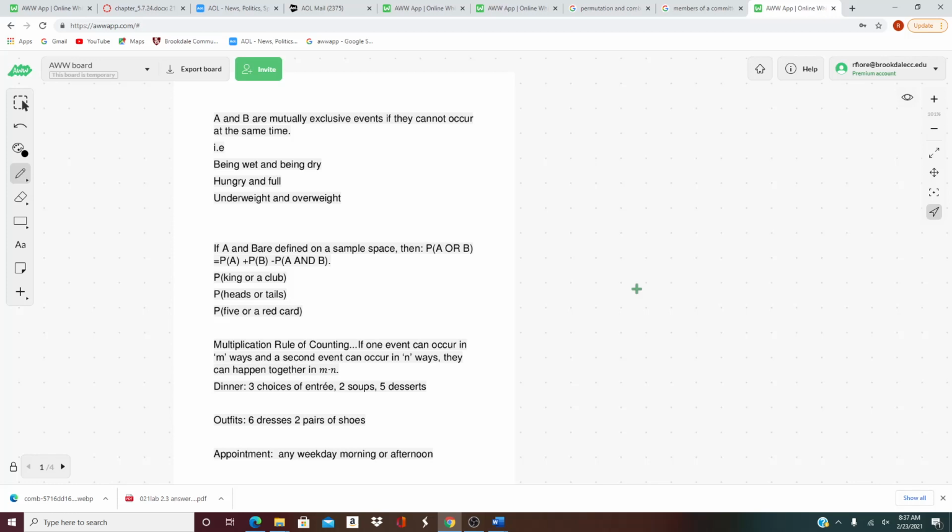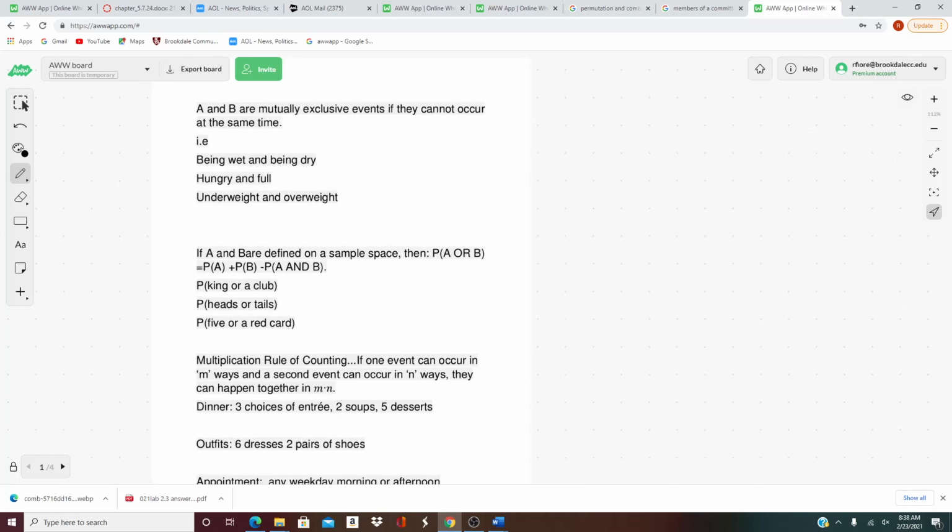Let's start out with some definitions. A and B are mutually exclusive events if they cannot occur at the same time. Let's take a look at some examples. For example, being wet and being dry. You can't be wet and dry at the same time. Being hungry and full. Well, you can't be hungry and full at the same time. And you can't be underweight and overweight at the same time.